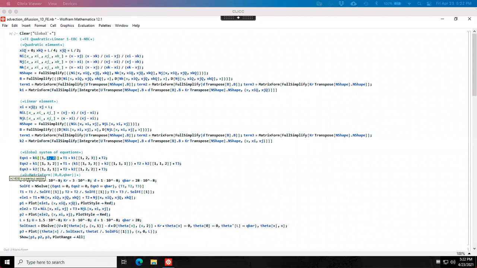All right, so as I showed, the first term in equation number one is the element in the stiffness matrix K1 in the position 2, 2, and it's related with T1. Now the second element in the same stiffness matrix K1 has the position 2, 3, and is related with T2.